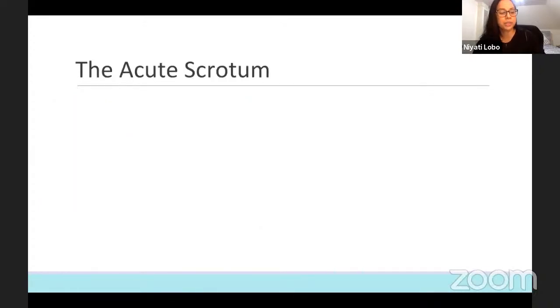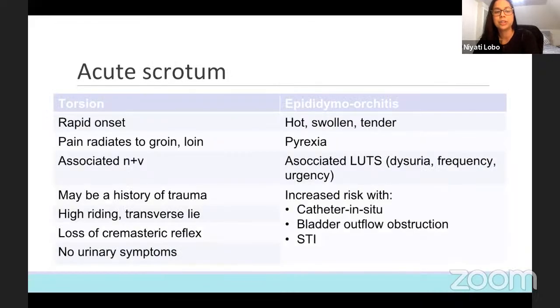So I know I'm over time, but if it's okay with you guys, I'll quickly go through the acute scrotum and then I can take questions. So the acute scrotum, your main differentials are either testicular torsion and epididymo-orchitis.